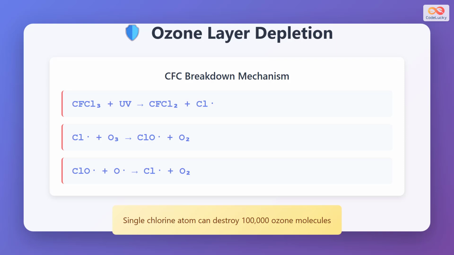In the reaction Cl dot plus O3 yields ClO dot plus O2, the chlorine destroys ozone and forms chlorine monoxide. The destructive cycle continues when chlorine monoxide reacts with atomic oxygen. ClO dot plus O dot yields Cl dot plus O2. This regenerates the chlorine radical, which can destroy more ozone. Remarkably, a single chlorine atom can destroy 100,000 ozone molecules before it is removed from the atmosphere. This is why even small amounts of CFCs cause significant ozone depletion.